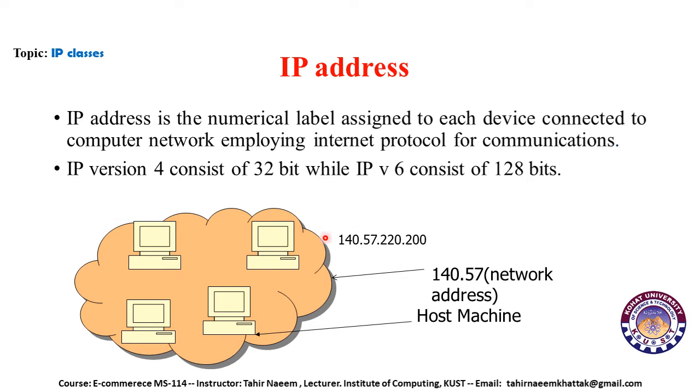So here I am giving you an example of a network. The IP address given is 140.57.220.200. The 140.57 is the network address, while 220.200 is the host address, the machine address.